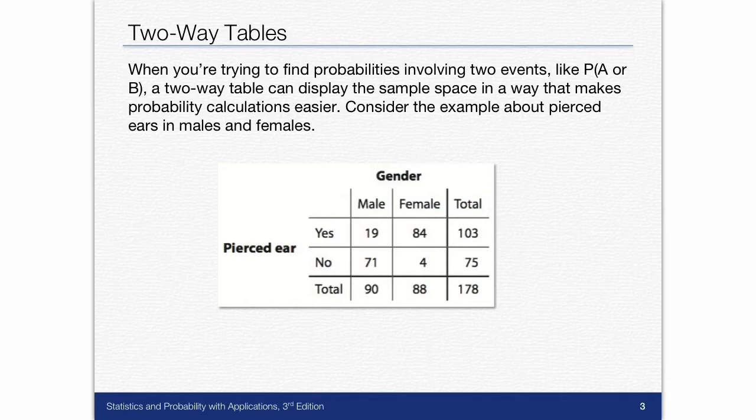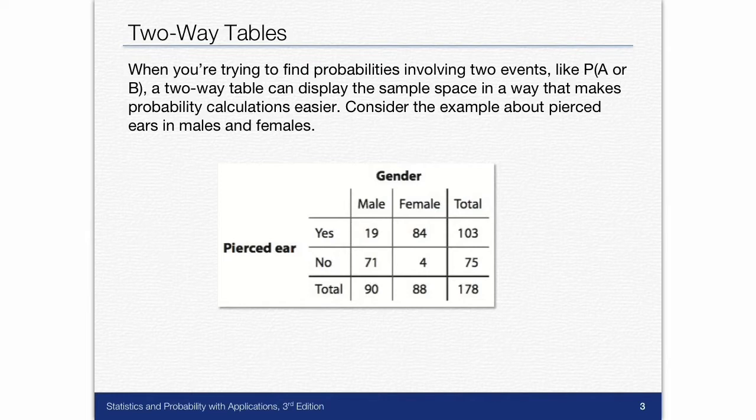Consider this example about pierced ears in males and females. Males and females can both have pierced ears. So this is the table of 178 people surveyed, and they were asked, are you male or female? Do you have pierced ears or not? And this is the result of that combination.